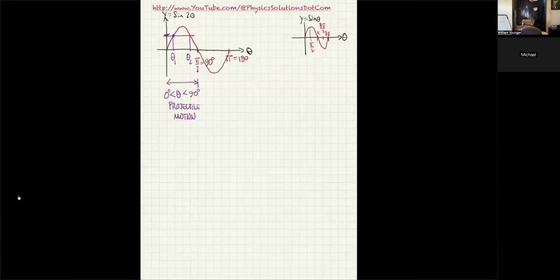But if you chose to just say the difference in them, then you'd have to use the absolute value bars. So what I'm going to say is 45 degrees minus theta 1 is equal to theta 2 minus 45 degrees. And of course, 45 degrees is also pi over 4. So pi over 4 minus theta 1 is equal to theta 2 minus pi over 4. So for instance, if I said theta 1 was equal to 22 degrees, what would theta 2 be?